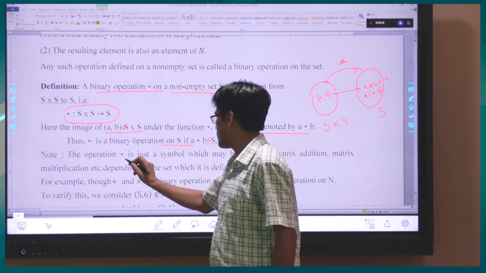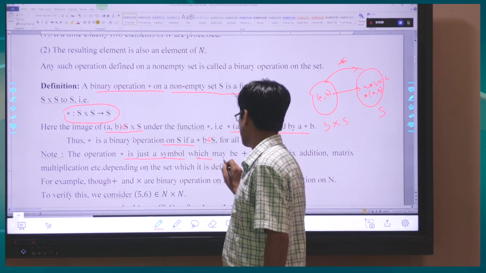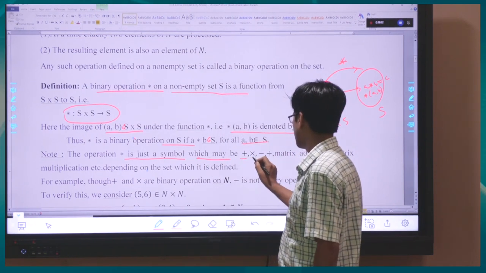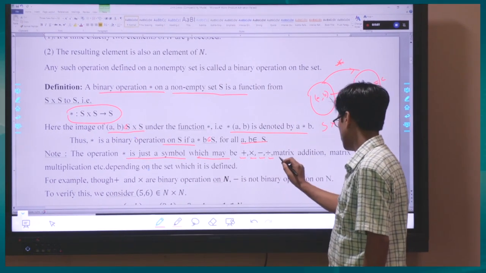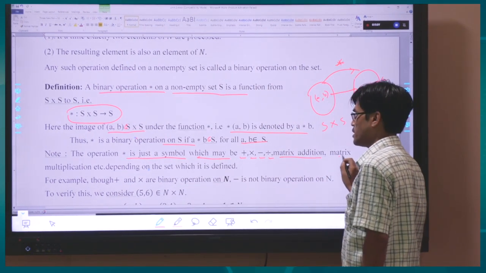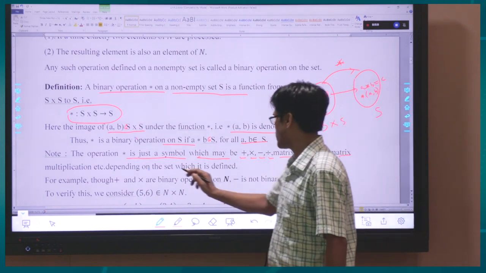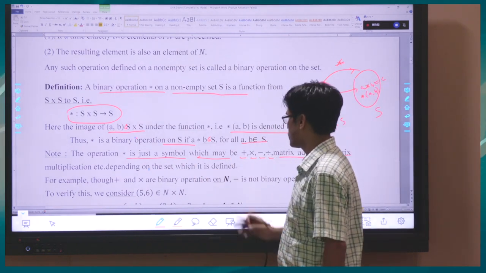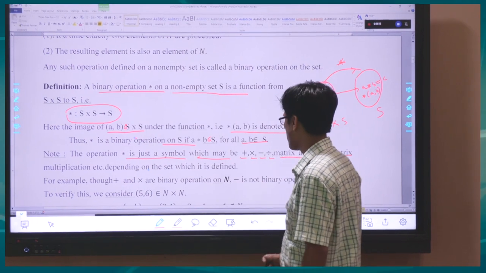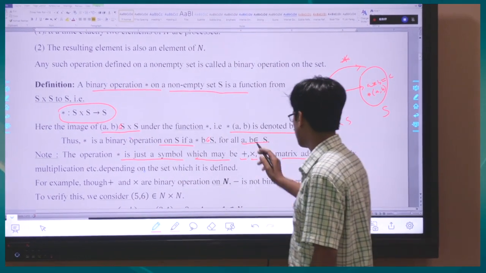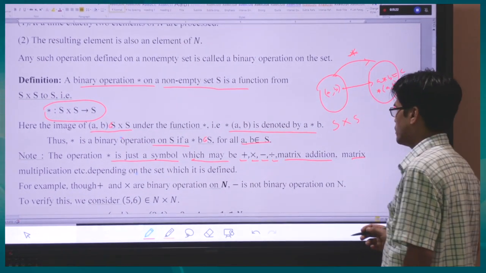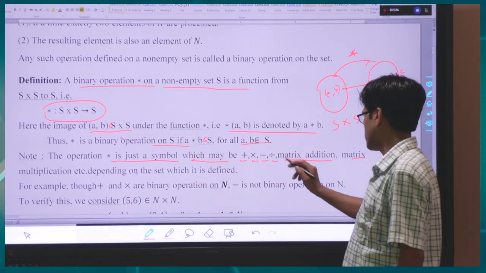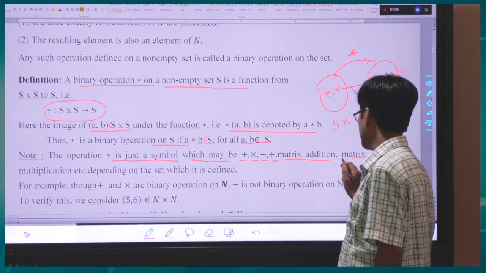Here you see star is just a symbol which may be addition, multiplication, subtraction, division. It may be matrix addition and matrix multiplication depending on the set on which it is defined. So star is just a symbol, and star represents these operations: addition, subtraction, multiplication, division, matrix addition, matrix multiplication.